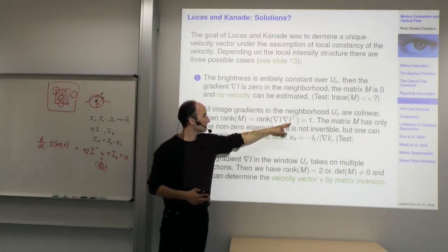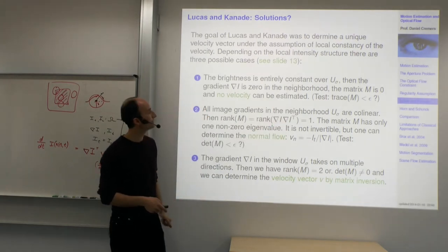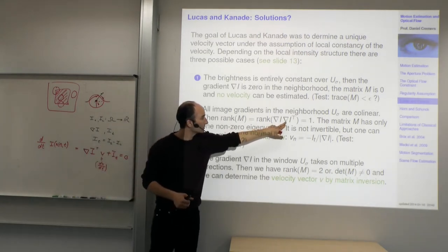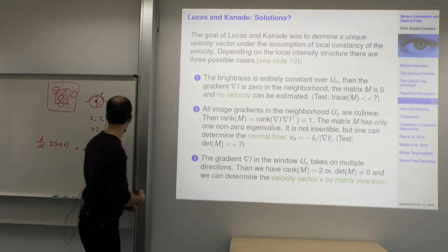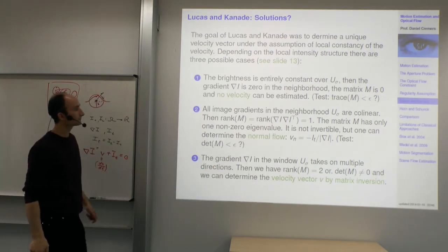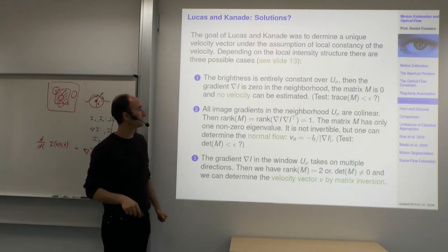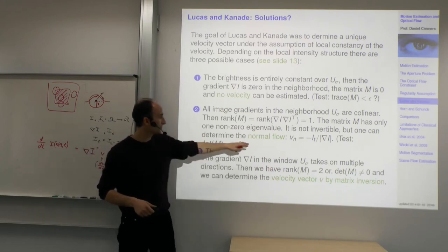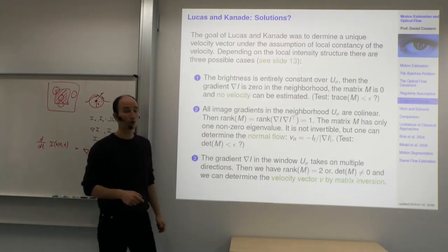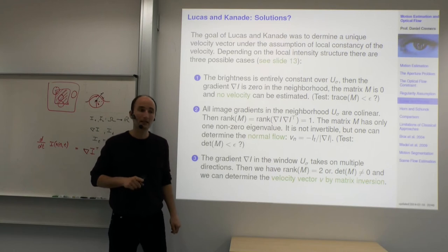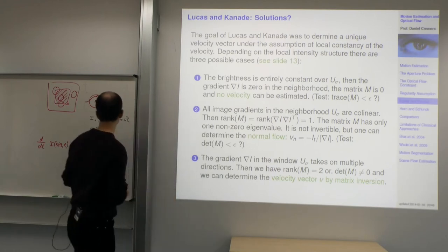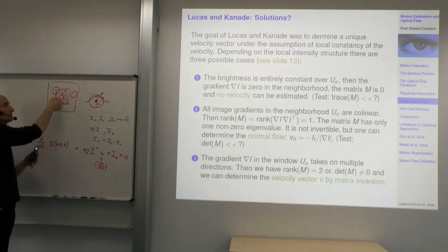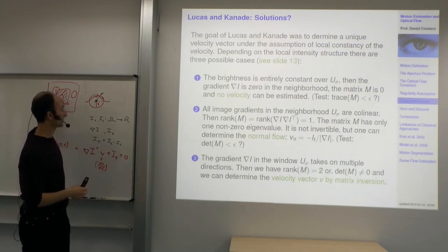Anything that is a vector normal to the gradient will be mapped to 0 by this matrix, and so there is one non-zero vector, the vector normal to the gradient, so the vector in direction of the edge down here, and that vector will be mapped to 0, which means it's not invertible. The matrix doesn't have full rank. And then, as we mentioned earlier, all you can do is compute this so-called normal flow. That is the velocity across the edge. So when this box moves around, you will only observe the motion in the vertical direction if you're looking at this edge.